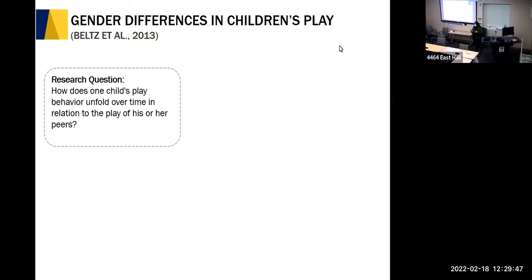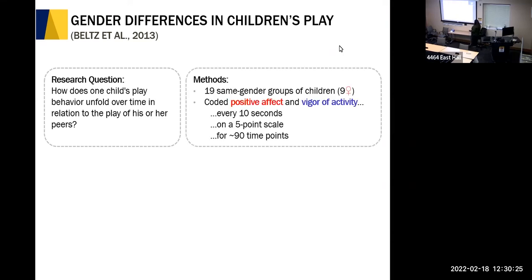However, these results generally are derived from averages. So across time, it's thought that one moment of positive affect represents like 10 or 15 minutes of positive affect, and across children. So there's the thought that an average represents an individual girl's positive affect well, which leads to questions about the individual characteristics and the temporal nature of play behavior. So Dr. Beltz and her colleagues looked at this by assessing how children's play behavior unfolded over time in relationship to their peers. They did so by coding the positive affect and vigor of activity of 19 play groups of children every 10 seconds over 90 time points.